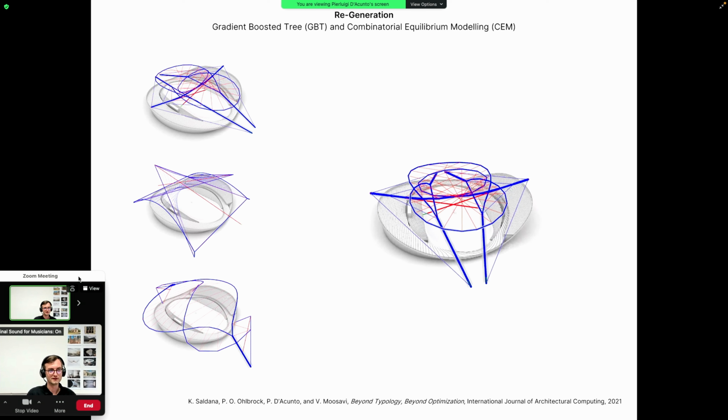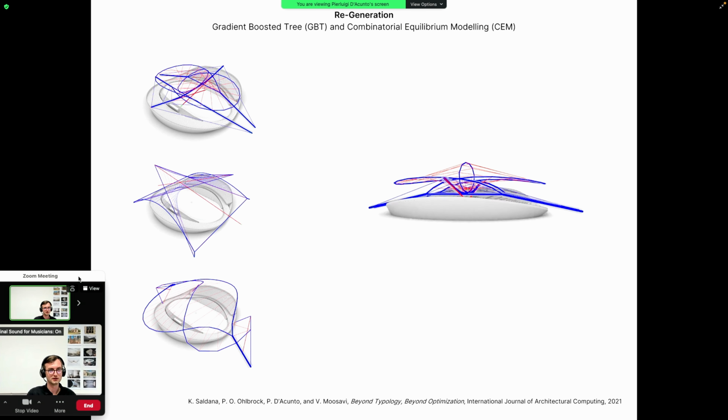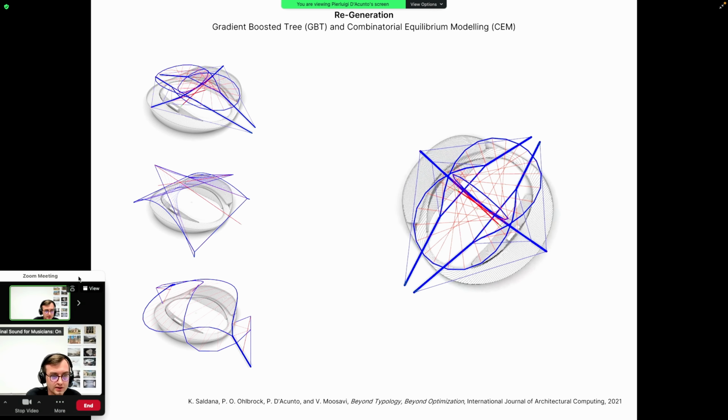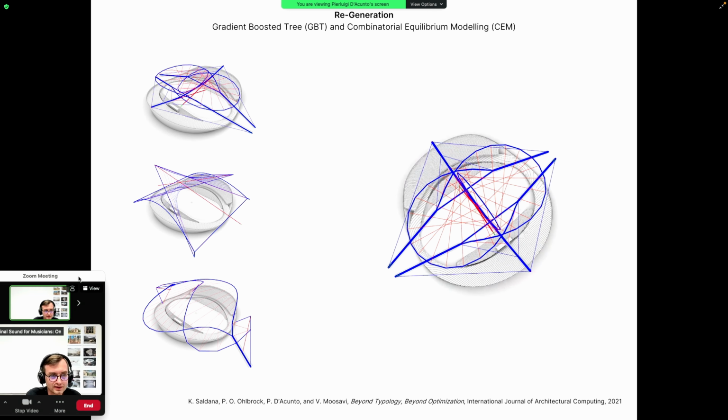Here we see three of the structures that were generated by these methods, completely unusual structures. And we see this one in the video, something that we would never come up with in the first place if we were, let's say, bounded to our experience of existing structures.